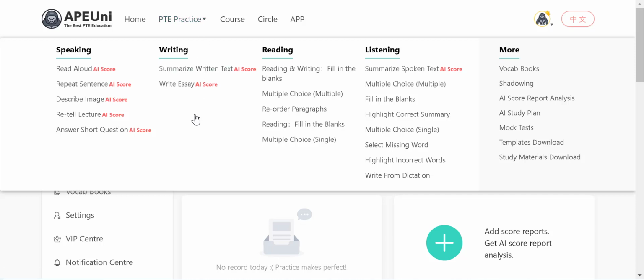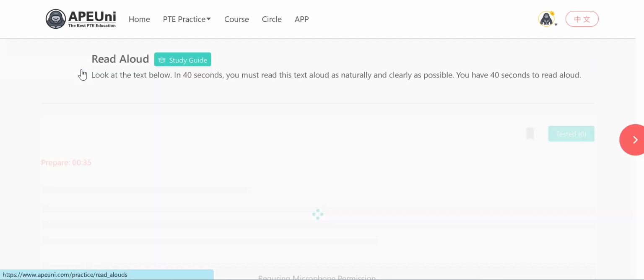As you can see, there are four different parts, as you obviously know, in the PTE exam, starting with speaking and then writing, reading, and listening. Speaking has different sections, including read aloud, repeat sentence, describe image, retell lecture, and also answer short question. I'm going to show you one of each and how you can do them. We start with read aloud.